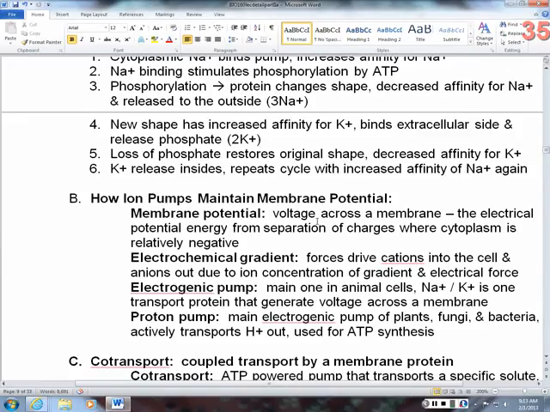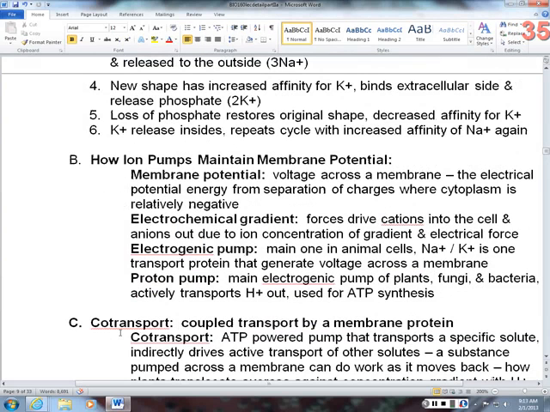The electrogenic pump, the main one in animal cells, is your sodium-potassium pump. Another one that you'll see is a proton pump in plants, fungi, and bacteria. What they're going to do is pump hydrogen out of a cell, and so you have those positive charges of the hydrogen ion that want to come back and be with negative charges, and you use it to synthesize ATP by letting them come back in. You use the work to put phosphate on ATP then.